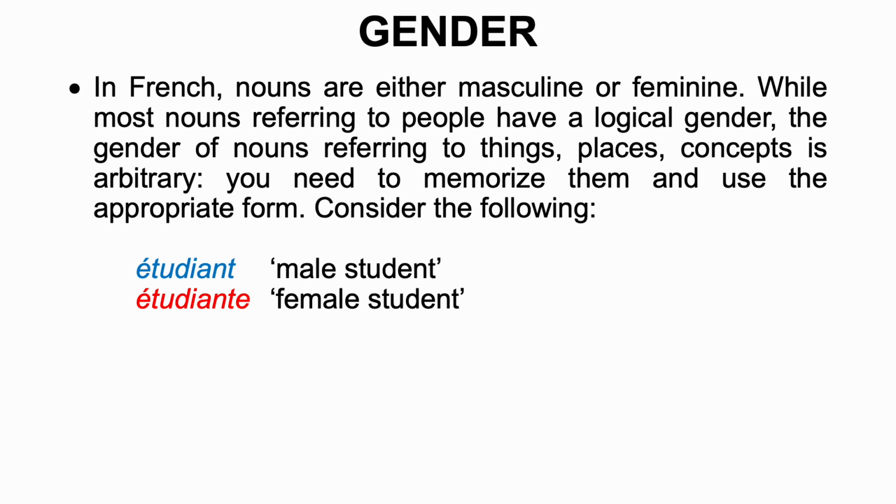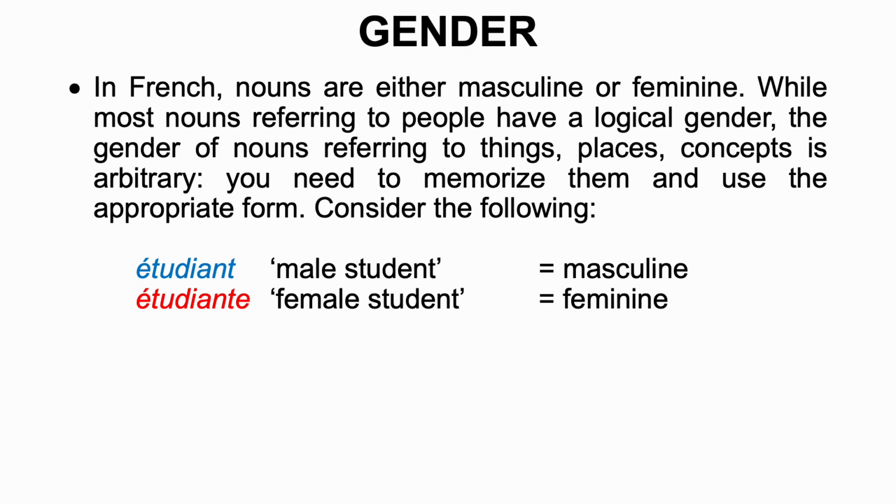Gender. In French, nouns are either masculine or feminine. While most nouns referring to people have a logical gender, the gender of nouns referring to things, places, concepts is arbitrary. You need to memorize them and use the appropriate form. Now, consider the following. Étudiant, male student, and étudiante, female student. Étudiant is obviously masculine. Étudiante is obviously feminine.